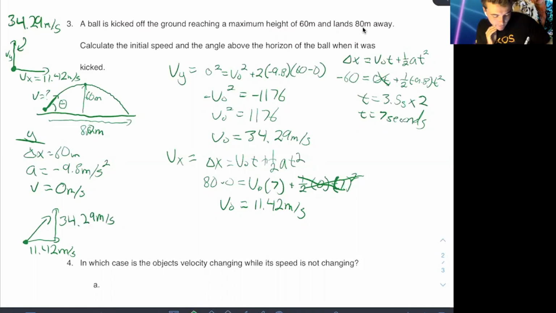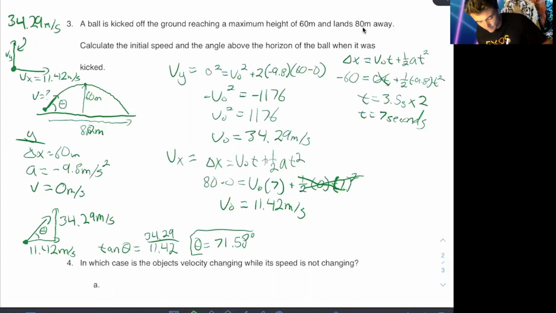Now to find the angle, what could we do? If we use tan, we can do tan of the angle equals 34.29 all over 11.42. And when you solve for theta, theta equals, boom, that number I gave away earlier, 71.58 degrees. Cool, so that's the angle. It's one of the answers.